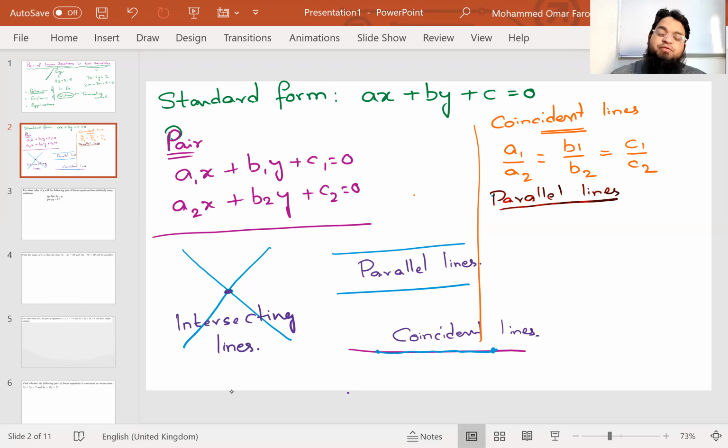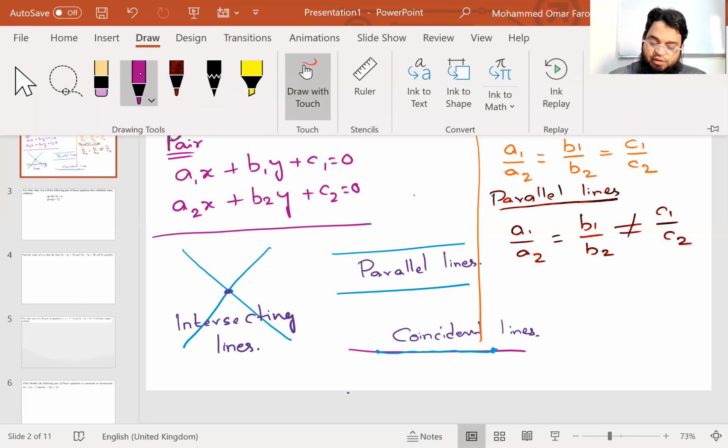Only the thing which differs is the constants. So what is the condition over here? A1 by A2 is equal to B1 by B2, which is not equal to C1 by C2. So this is the condition. And what is the last condition which is left out?